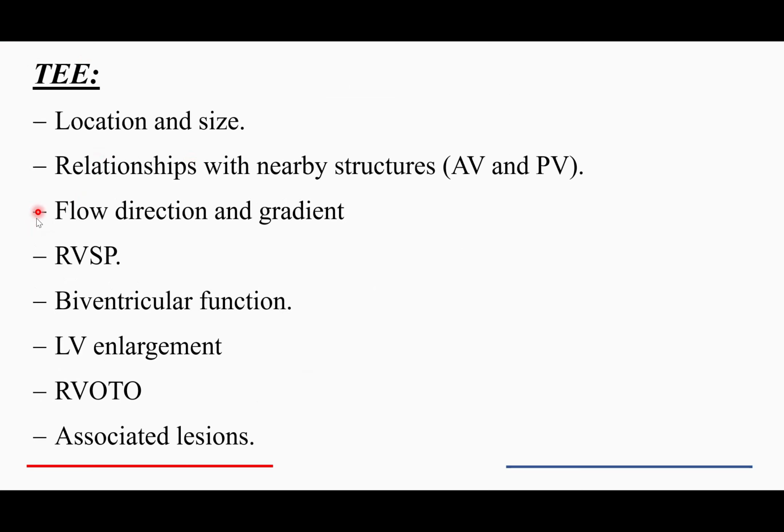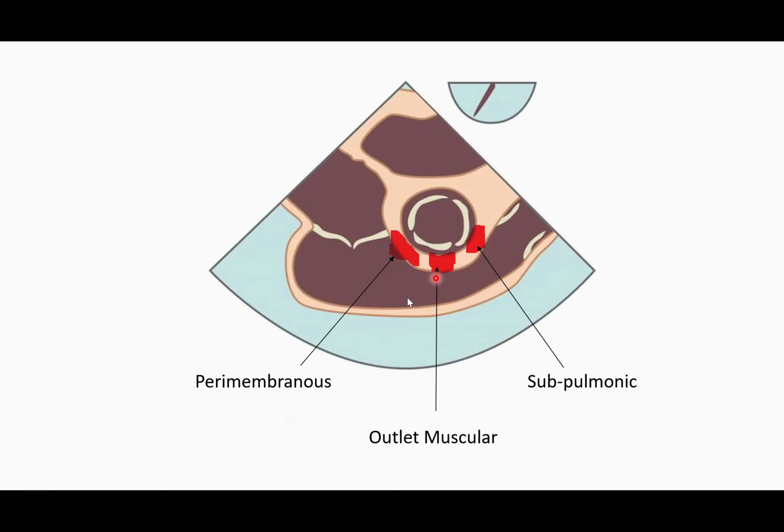In TTE, we find the location and size of the VSD, relationships with nearby structures like aortic valve and pulmonary valve. Like we said before, maybe there's RCC prolapse, aortic regurg, pulmonary stenosis. Flow direction and gradient of the flow, right ventricular systolic pressure, biventricular function, LV enlargement, RVOT obstruction, associated lesions. This is transesophageal echo, RV inflow, outflow.